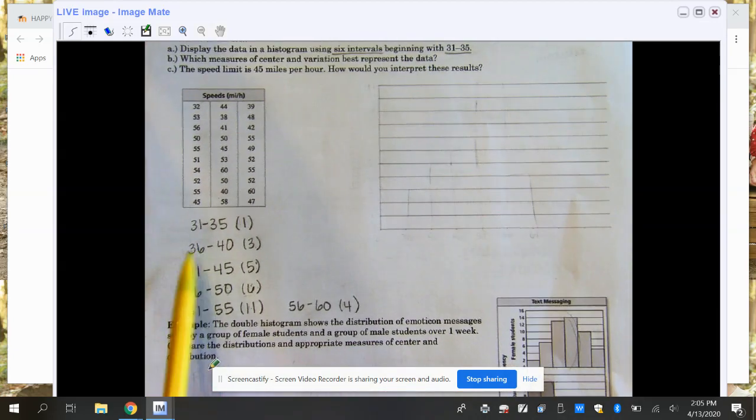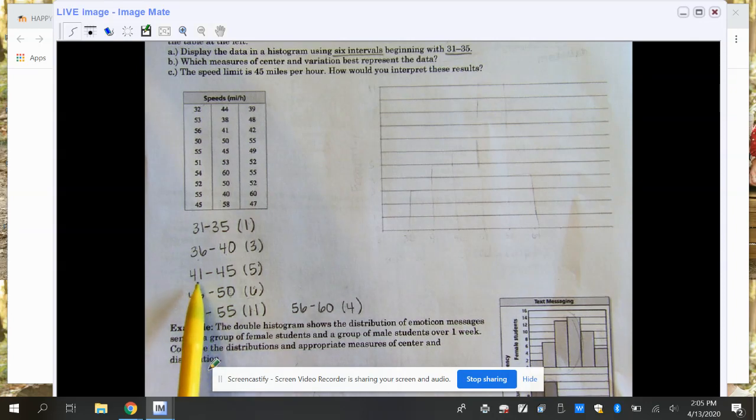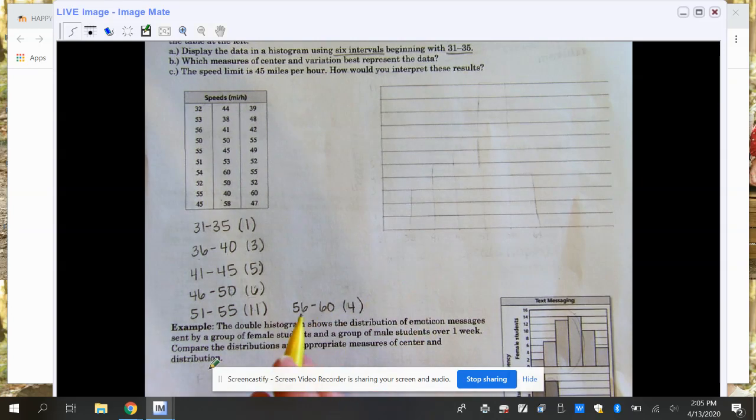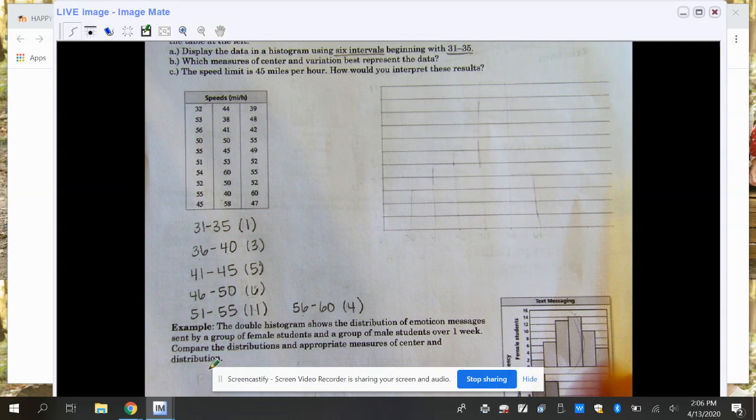So that means my next interval would go from 36 to 40. And when I say range, I mean like not including, like I'm just subtracting the highest and lowest value. So I'm not actually like including 36 or 40. Just doing some math to help that be a little easier. So that I'd go 41 to 45 and so on and so forth until you get 6 intervals.